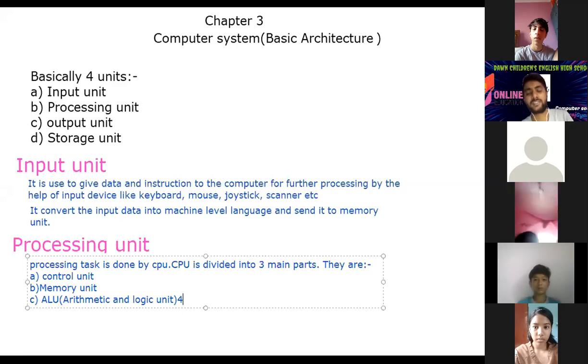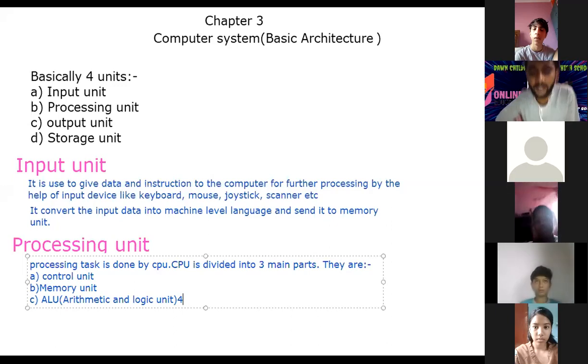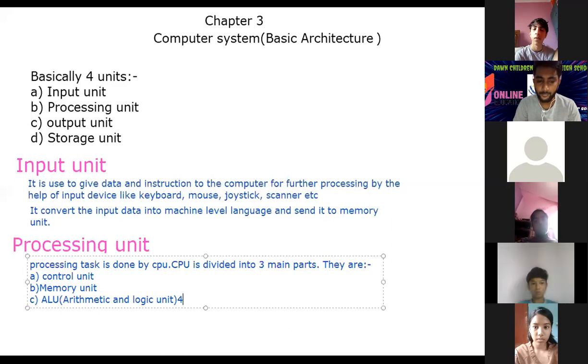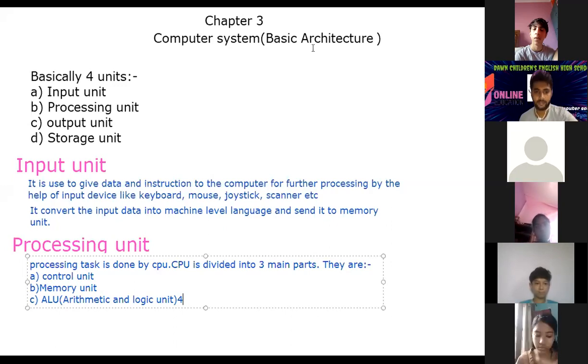So dear students, are you understanding whatever I taught you today? Yes, sir. Do you have any kind of question? Today we have covered two topics. We have covered this input unit, and we have covered this processing unit. So next one is output unit. Let me complete this unit also, then I will stop the class for today. Still we have 5 minutes.